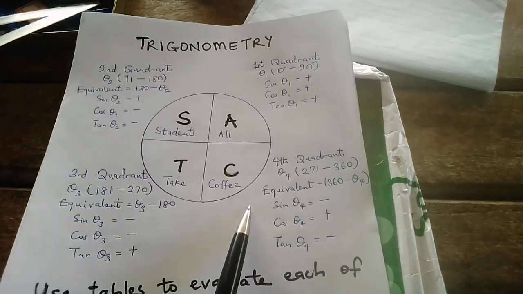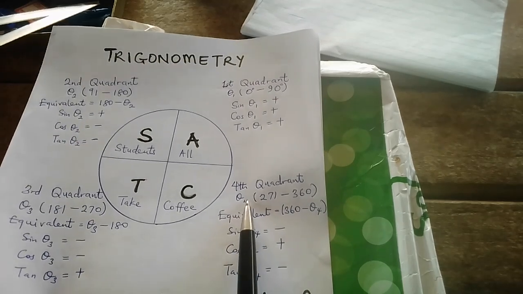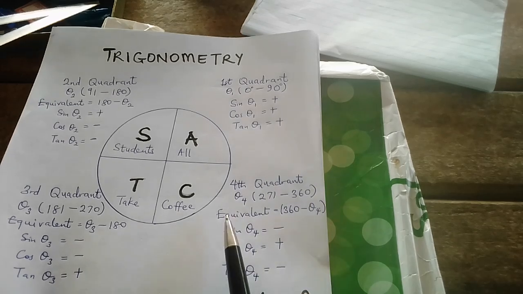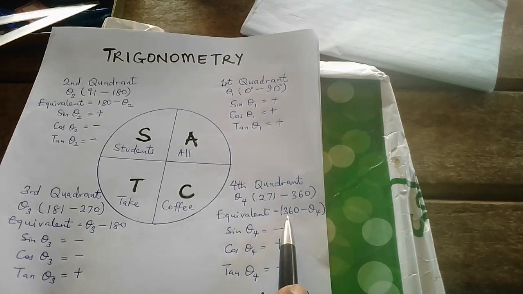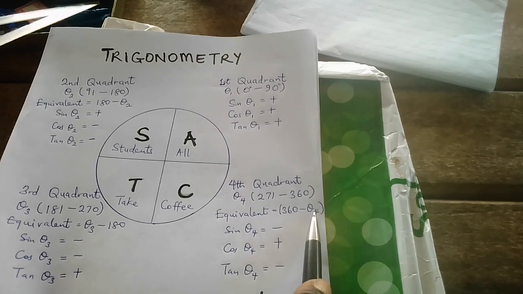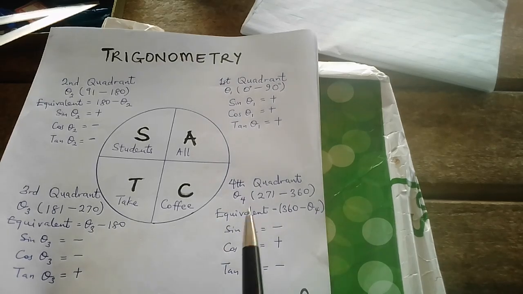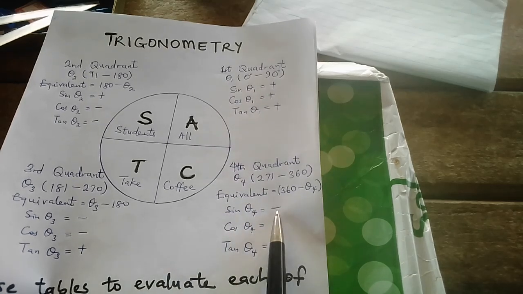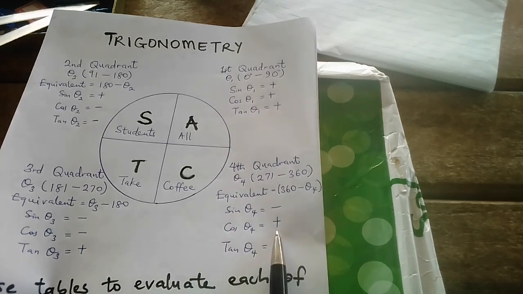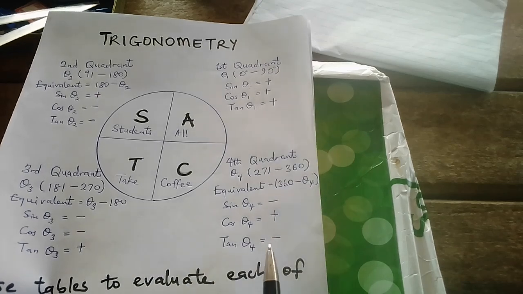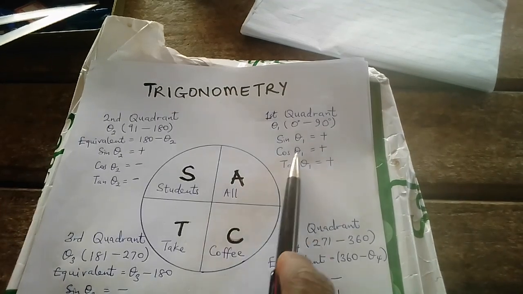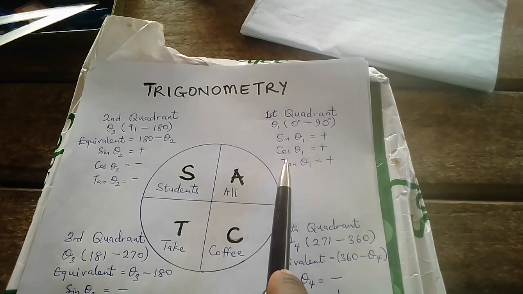Then let's come to the fourth quadrant. The angles within the fourth quadrant are 271 to 360. Its equivalent in the first quadrant is 360 minus the angle in the fourth quadrant. In the fourth quadrant, sine theta is negative, cos theta is positive, and tan theta is negative.